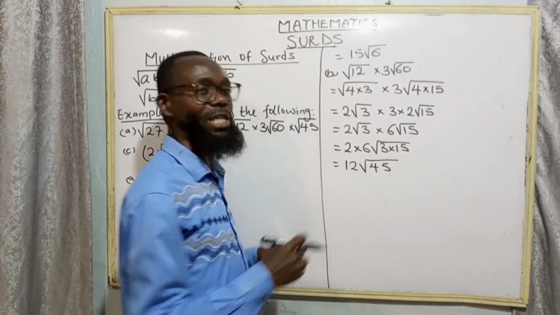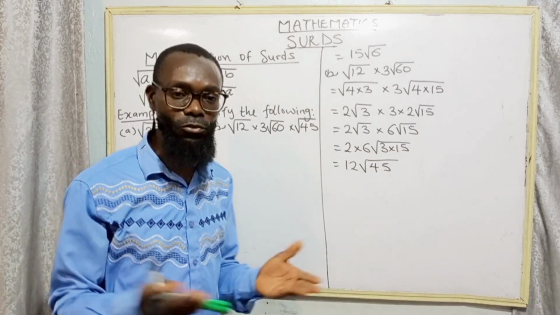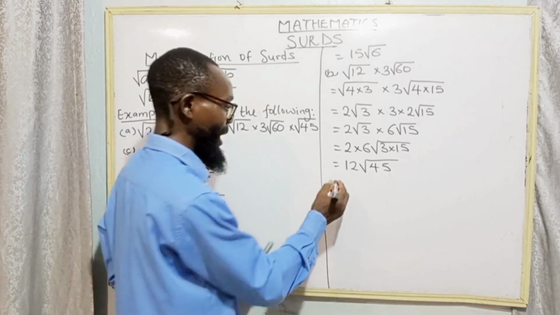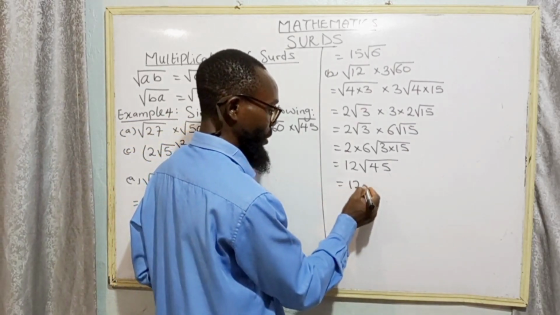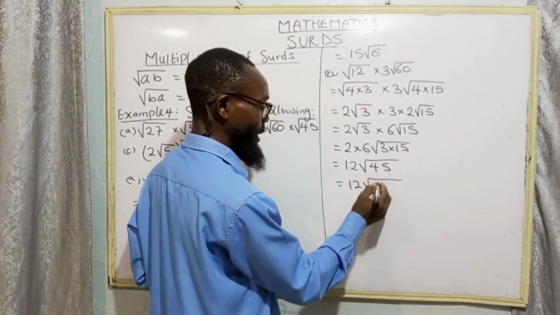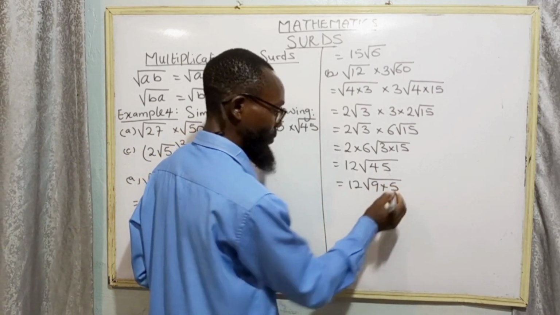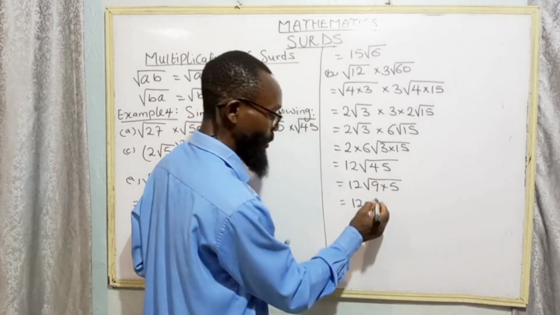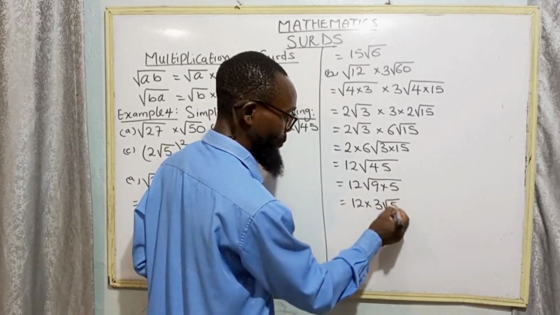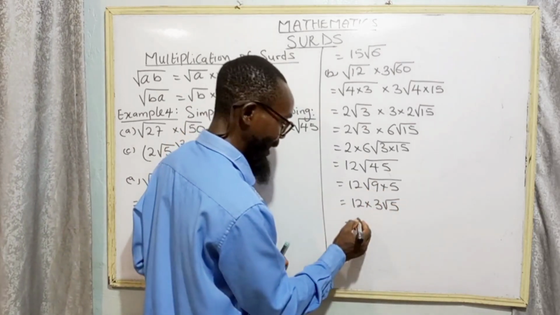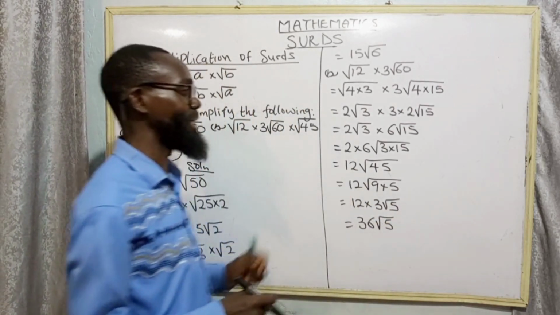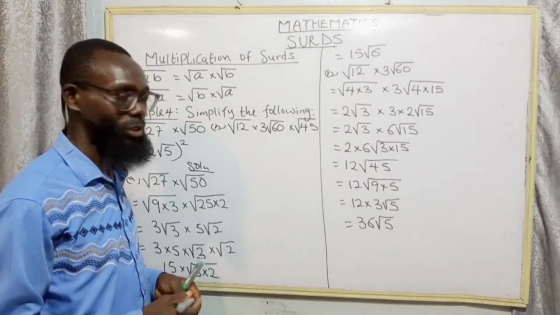Can this 45 be expressed further, in which we have two factors where one of them is a perfect square? Yes, we can. 12 square root of 45 will be 9 multiplied by 5. That is 12 times, what is the square root of 9? We have 3, square root of 5. Then 12 times 3, that is 36 root 5. So the final answer of this is 36 root 5.